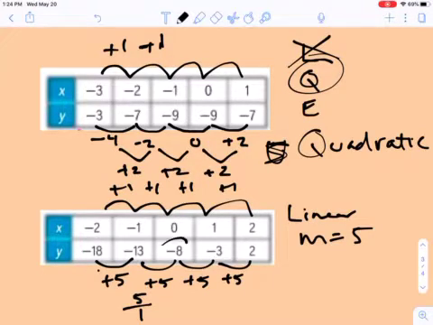Great. We also know that the y-intercept is -8, so we could actually write this if we wanted to and say y equals 5x minus 8.